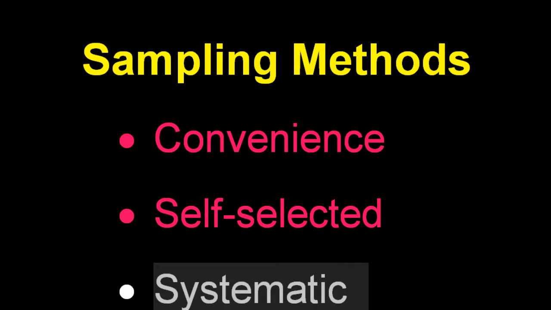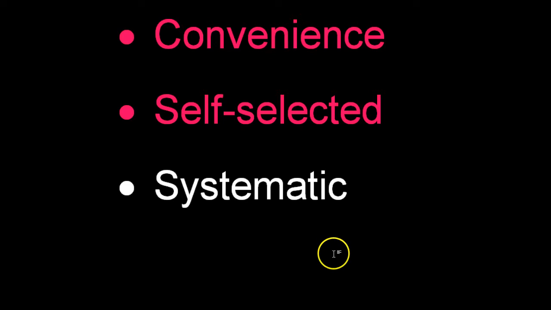Anyway, let's move on to systematic. The systematic method is where you pick every 5th person that walks in the door, or every 10th person, or something like that.